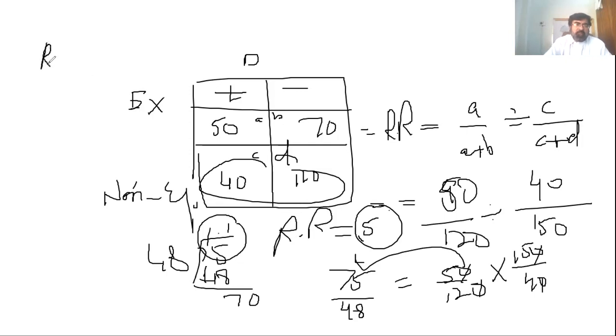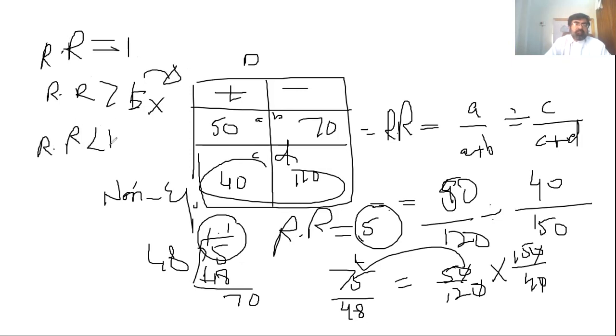If relative risk is equal to 1, it means there is no association between the disease and the exposure. If relative risk is more than 1, there is a positive association between the disease and the risk factor. And if it is less than 1, it means there is a negative relationship between the disease and the outcome. And this is also called a protective factor then.